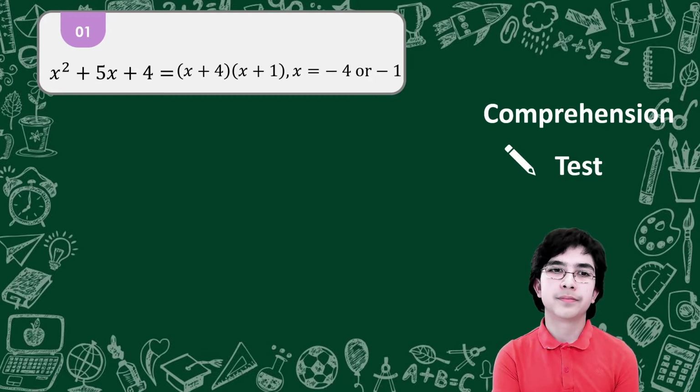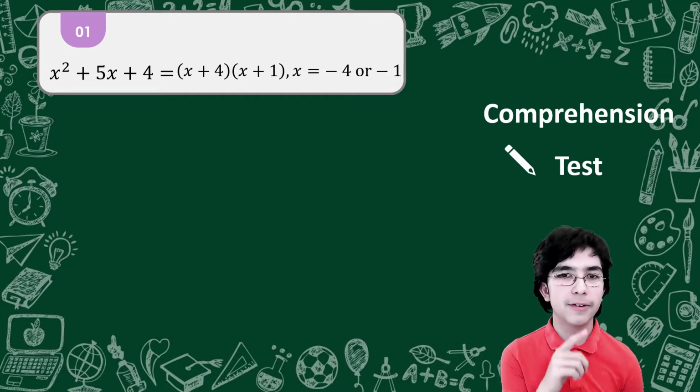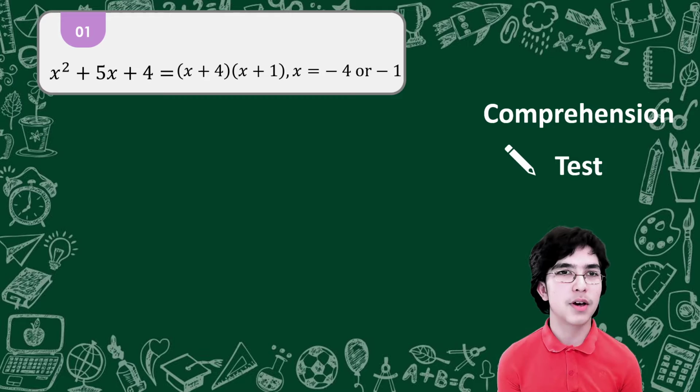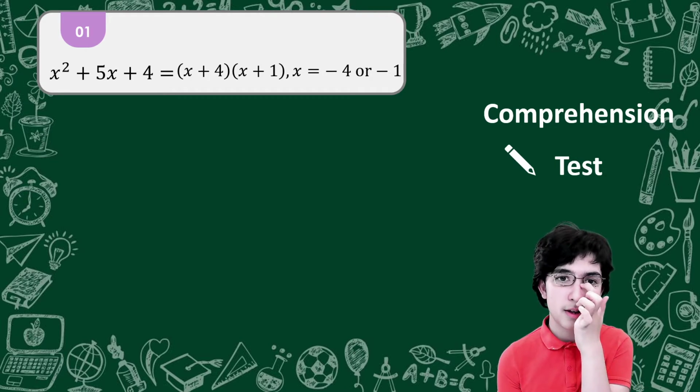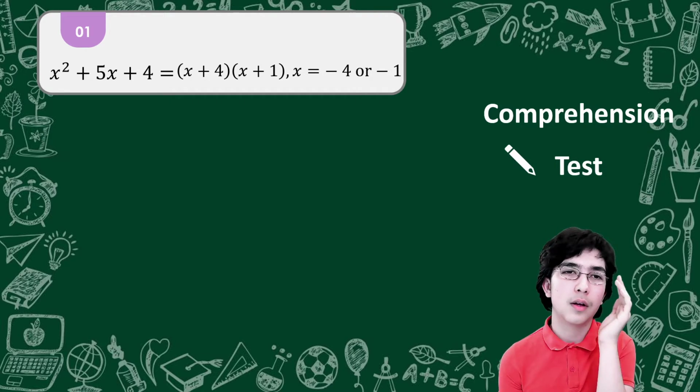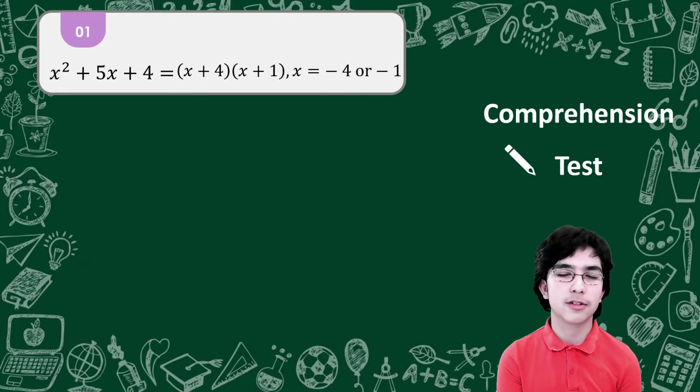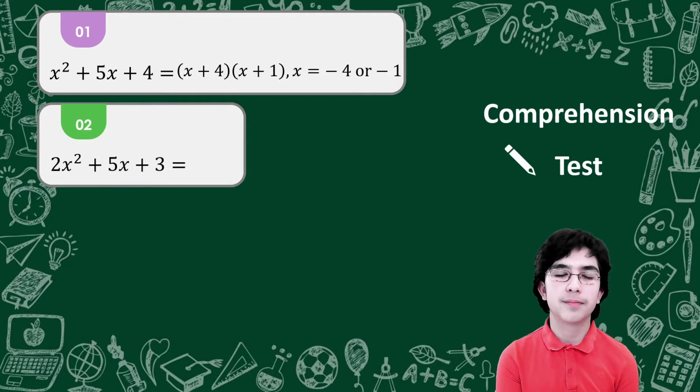You would do x plus 4 times x plus 1, because 4 times 1 is 4, and 4 plus 1 is 5. And you have to get the negatives of each number, because minus 4 plus 4 is 0, and you want one of the brackets to equal 0. And question 2. How do you factorize 2x squared plus 5x plus 3?